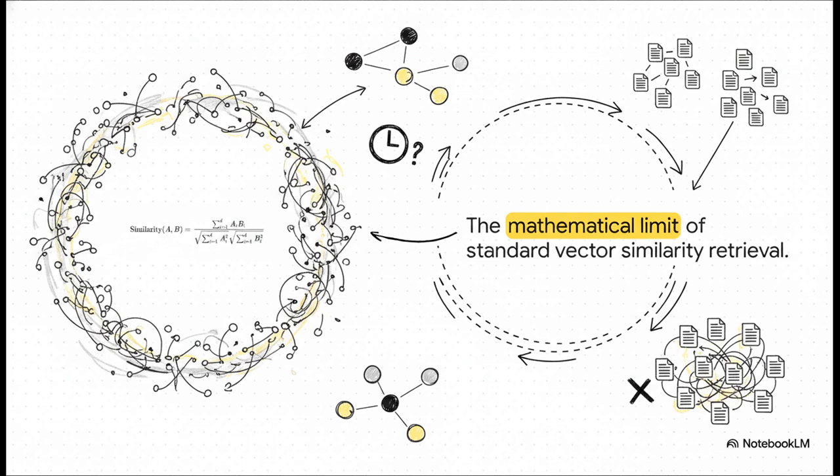Now look at the mathematical limitation we're dealing with here. It shows exactly why flat vector search, the standard way most AI retrieves data, completely fails as your document volume grows. It's really just calculating semantic distance. Sure, that's great for a simple, single-hop lookup, but it completely lacks the ability to understand how complex facts actually connect across disparate, unrelated files.